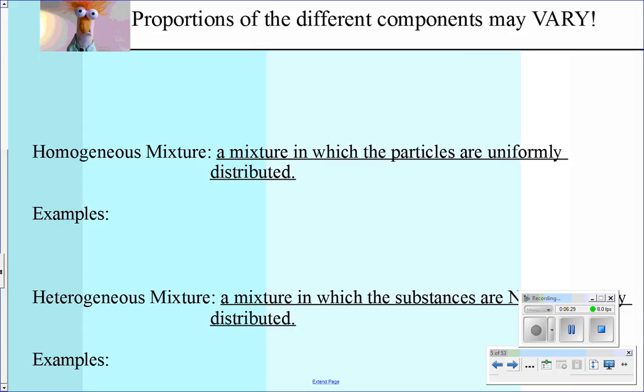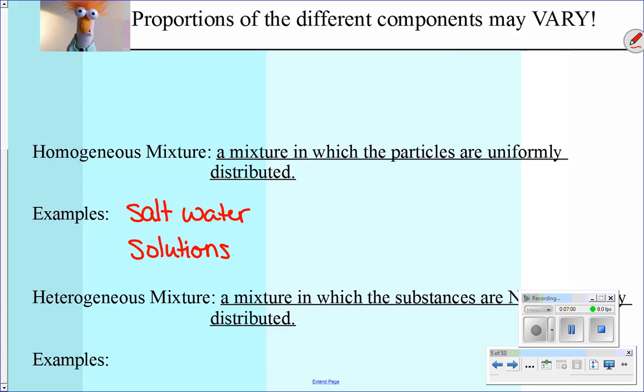Homogeneous mixtures are mixtures in which the particles are uniformly distributed. A nice mixture of salt water is typically an example of this. If you put too much salt in, that kind of stops being true, but if you have just a small amount of salt and water, it will distribute itself very evenly throughout. These types of mixtures are something we call solutions, which we'll talk more about in chemistry. This year we're going to use a whole bunch of solutions.